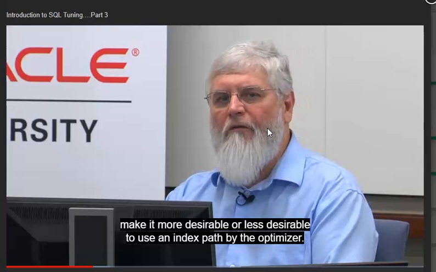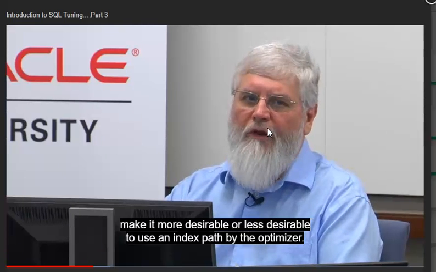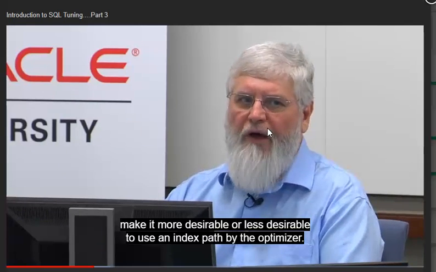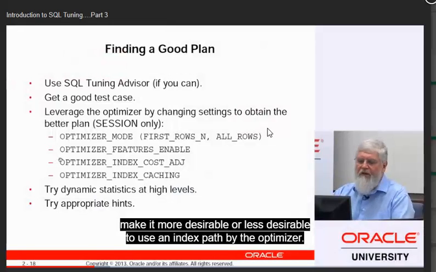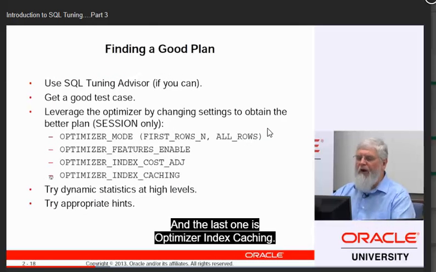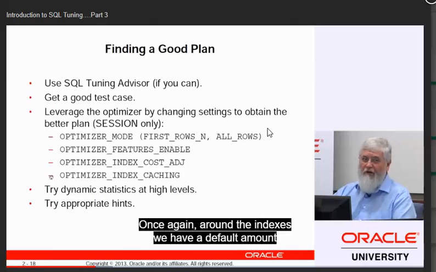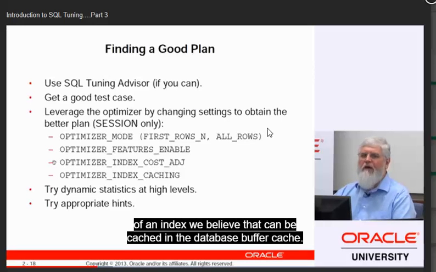And the last one is optimizer index caching. Once again, around the indexes, we have a default amount of an index that we believe can be cached in the database buffer cache. Okay, we can increase how much the optimizer believes large indexes can be cached.